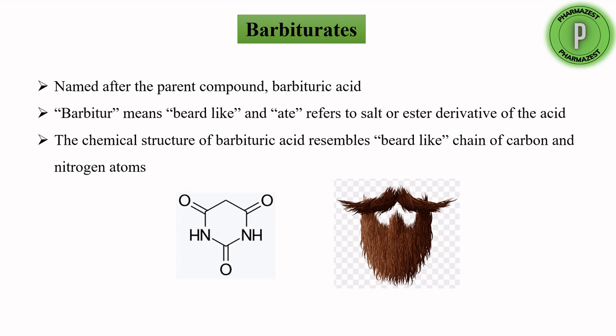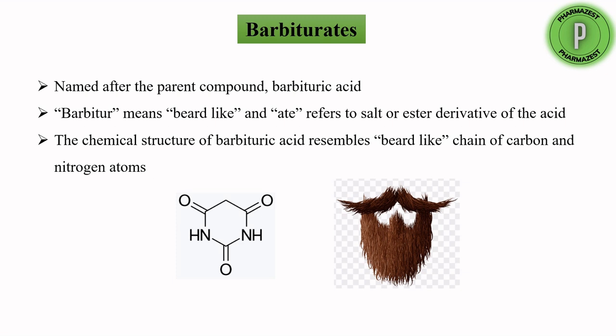Now coming to barbiturates. Two types of naming systems are there for barbiturates. Generally, they believe that it is named after the parent compound barbituric acid. These barbiturates are the derivatives of a compound known as barbituric acid. Another nomenclature is that barbiture means beard-like in Latin. Gents or boys have beards. So the structure of a beard is like this.